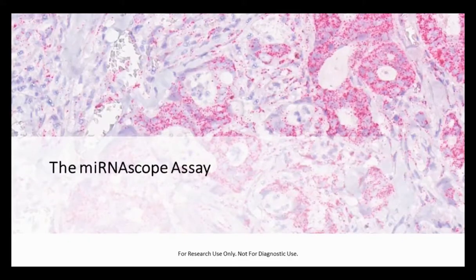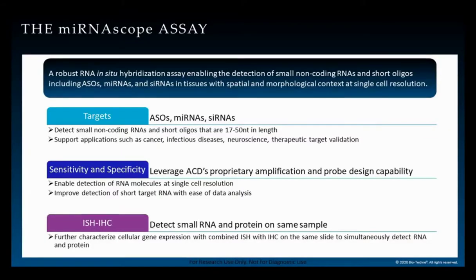For the remaining webinar, we'll bring our focus to ACD's newest miRNAscope assay. Overall, the miRNAscope assay is a robust in situ hybridization assay, enabling highly sensitive and specific detection of small non-coding RNAs, such as microRNAs, short oligos such as ASOs, and siRNAs in tissues with spatial and morphological context at single-cell resolution. In addition to these key applications that I just mentioned, the assay will also enable the detection of any smaller RNAs that are 17 to 50 nucleotides in length.